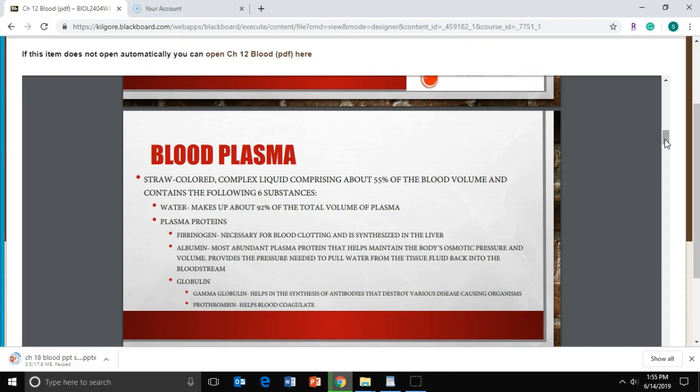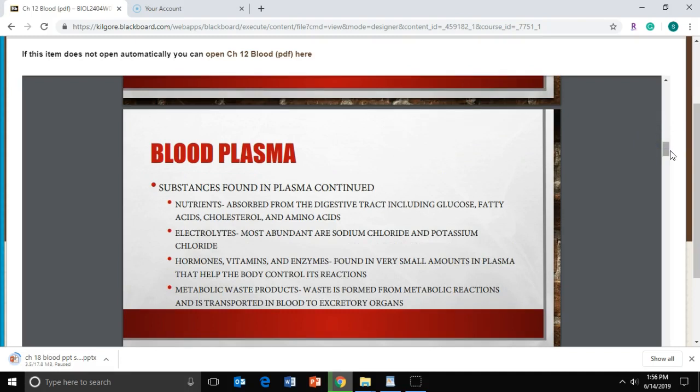Gamma globulins are antibodies, so they're important in helping us destroy certain types of organisms that might come into our body. And then prothrombin is another plasma protein that will help blood coagulate. Coagulation is the same thing as clotting of the blood. Other substances that can be carried in the blood are nutrients, such as glucose. There will also be amino acids and cholesterol.